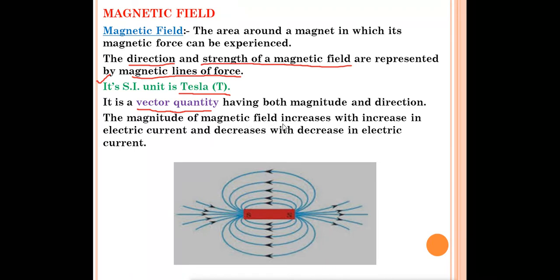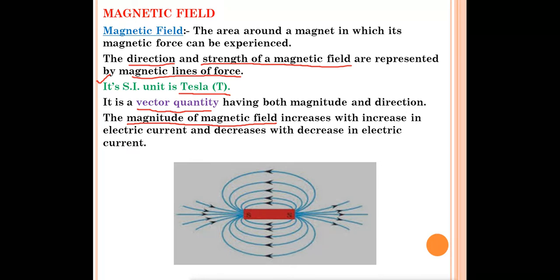The magnitude of magnetic field increases with increase in electric current. Okay. So when we increase the electric current, the magnitude of magnetic field will also increase, and it decreases with decrease in electric current. And when the electric current decreases, the magnitude of magnetic field will also decrease. Magnitude means its strength, the number. Okay, that is called the magnitude. And direction, you all know, it can be north, south, east and west.